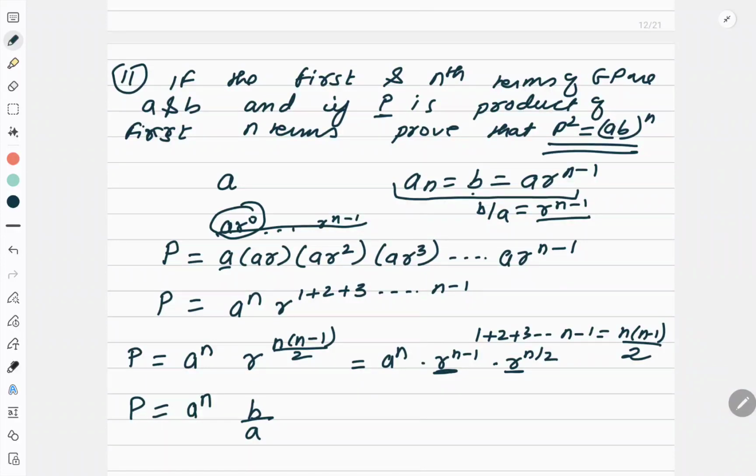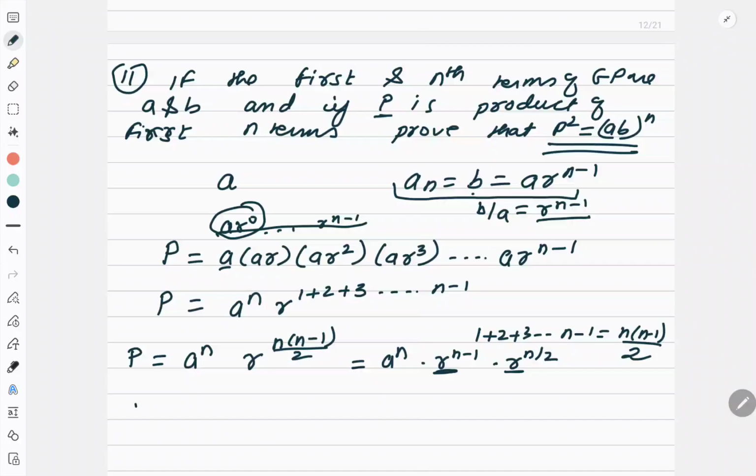So I need the value of r. R is what? B by A to the power 1 upon n minus 1. Correct. Now, if you substitute like this and then put n by 2, you may get confused. So what I will suggest you to do here, instead of putting the values here, is that I need the value of P square.